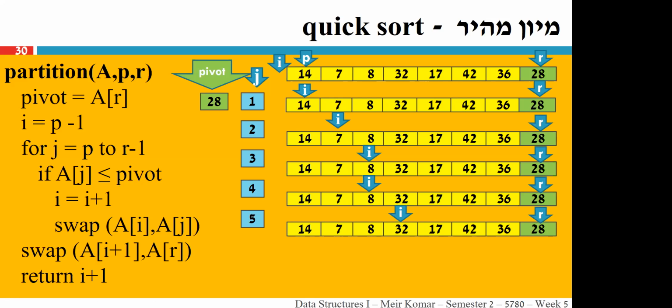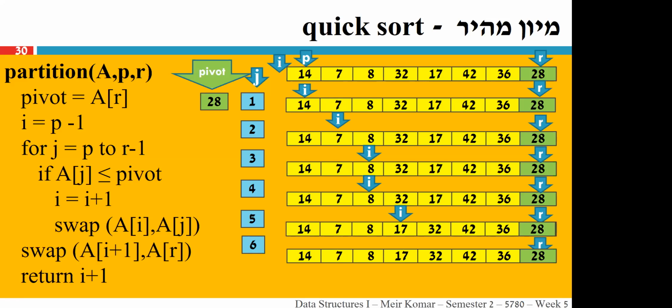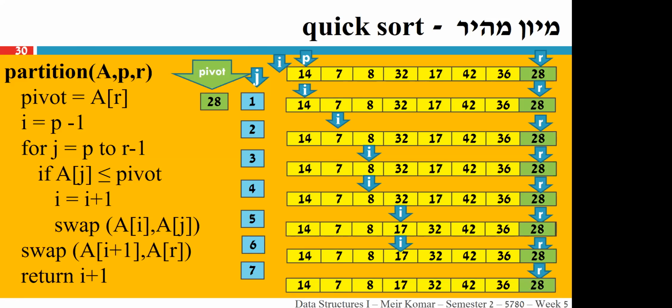What's happening now? Swap AI. Who's AI? The 32. And who's AJ? J is this guy. Swap him. Take a look. Everybody watching? We swapped them. Good. Next. Is 42 less than the pivot? No. So I stays in the same place. Don't change it. Is 36 less than the pivot? No. So I stays the same.